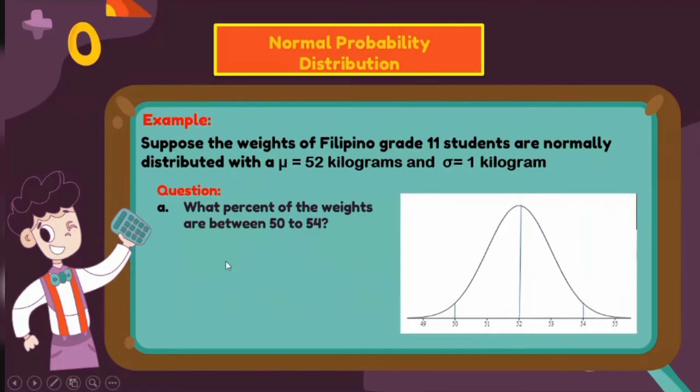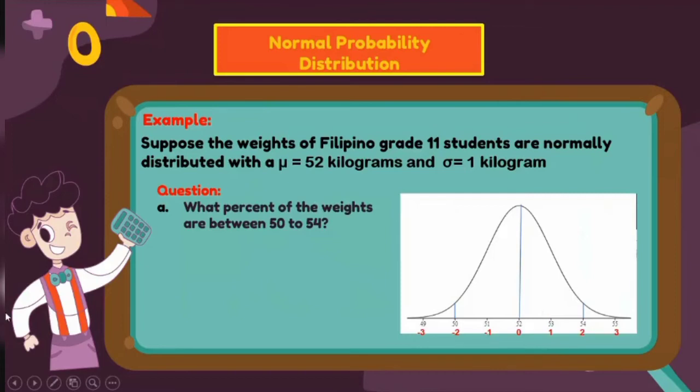So next, since we are looking for the weights between 50 to 54, we construct a line for 50 and also for 54. And then you have to shade this region, because we are looking for the percent or percentage of the scores ranging from 50 to 54.